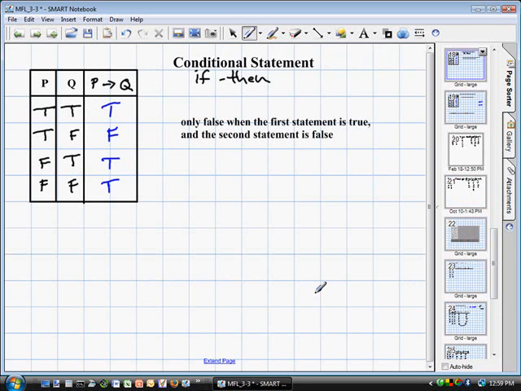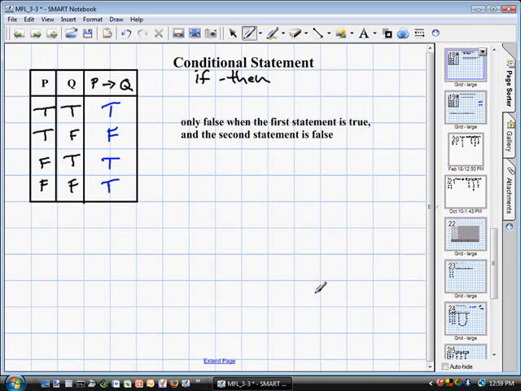Now look on this table. If P is false, what do you notice about the conclusion? It's ironic, but if the first part of an if-then statement is false, the statement is guaranteed to be true. You see that? It's kind of like the one I always use. I often use this one.